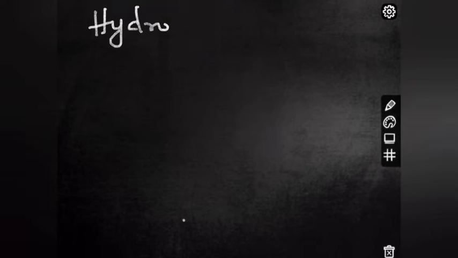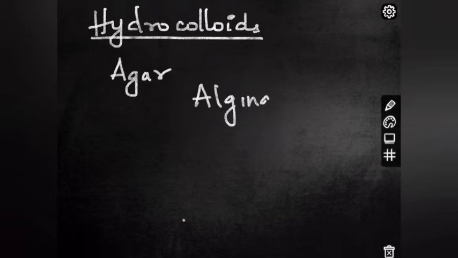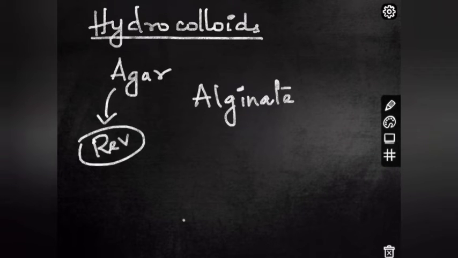Now let's talk about hydrocolloids. These hydrocolloid impression materials are again divided into two, your agar and alginate. Agar impression materials are reversible and alginate is an irreversible one.